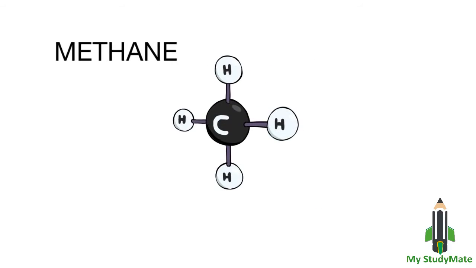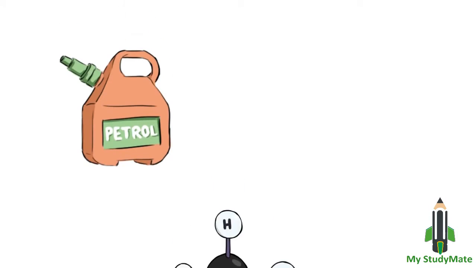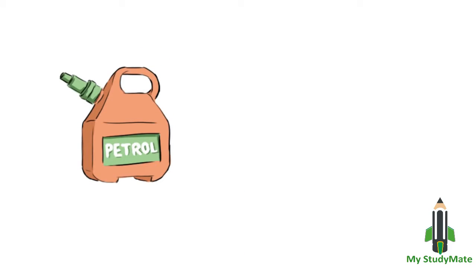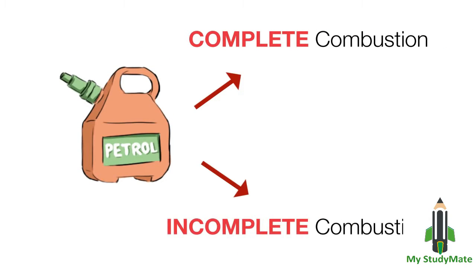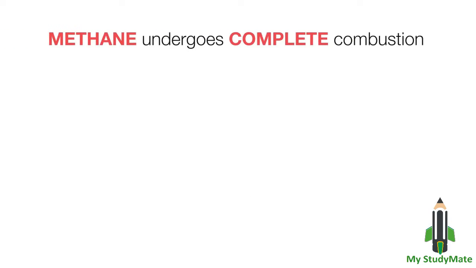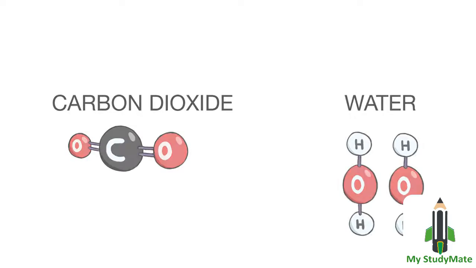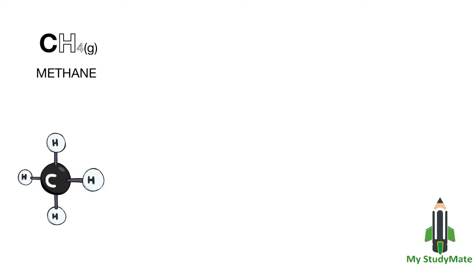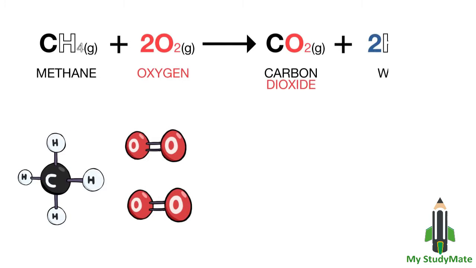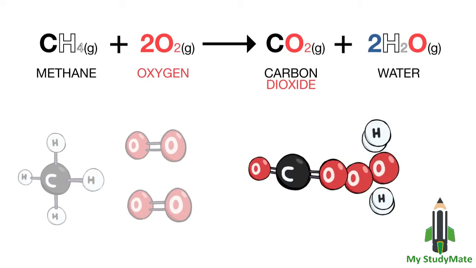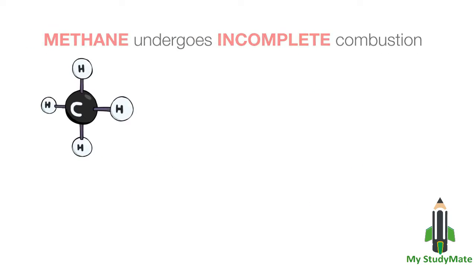Methane, like other hydrocarbon fuels such as petrol, can undergo either complete or incomplete combustion. When methane undergoes complete combustion, that is in a plentiful supply of air, it produces carbon dioxide and water, as shown by the equation CH4 + 2O2 gives CO2 + 2H2O.